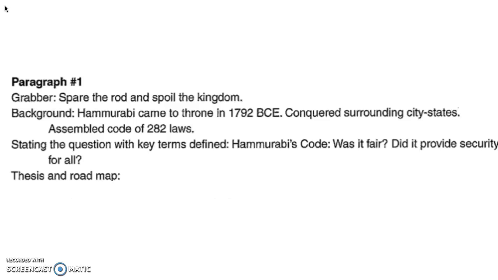So paragraph 1, this is an example of something somebody wrote. You cannot use this example. If you use this example, it's not your own work and it's plagiarism. The grabber this person used: spare the rod and spoil the kingdom. Have you ever heard spare the rod and spoil the child? Well, they did a play on words there. Background: Hammurabi came to the throne in 1792 BCE, conquered surrounding city-states, and assembled a code of 282 laws. That is background information on Hammurabi.